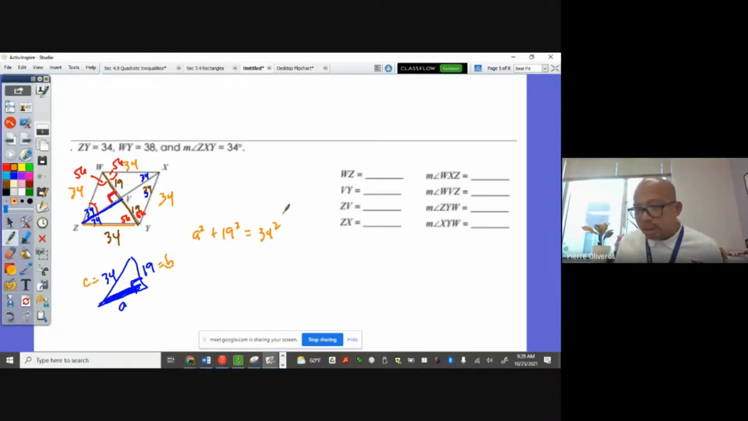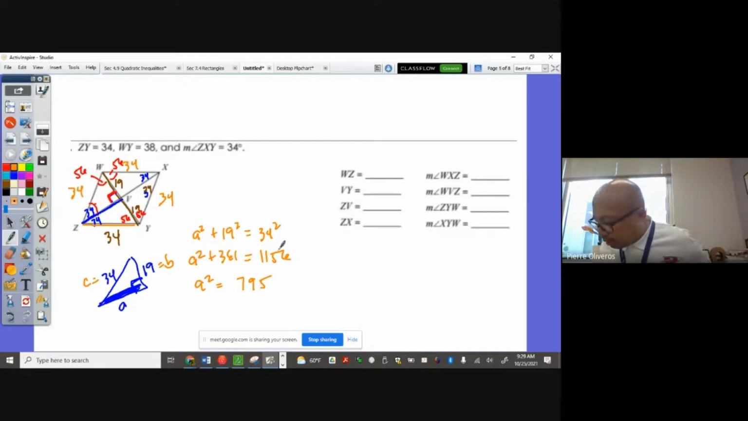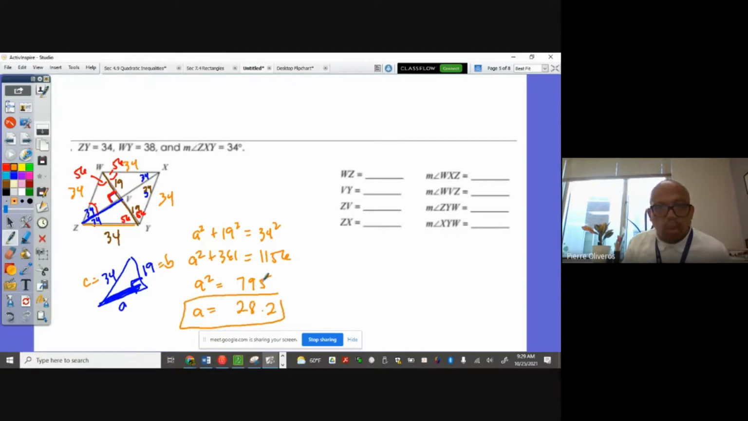19 squared is 361. 34 squared is 1156. Subtracted by 361, that's 795. Take the square root of that, which is 28.2. So therefore, ZV, the measurement of this side, is 28.2. And likewise, this portion is also 28.2. Okay, there you go. We solved everything there.